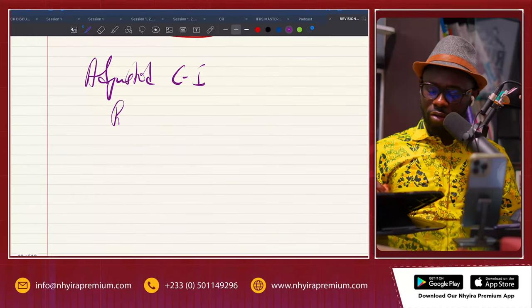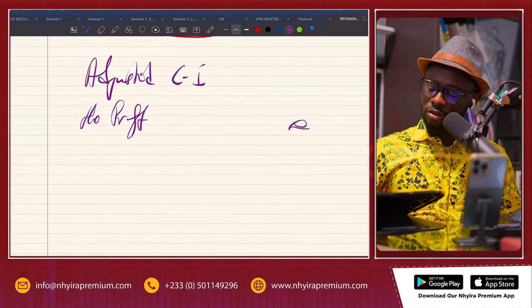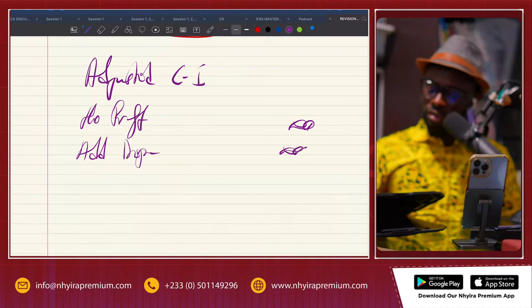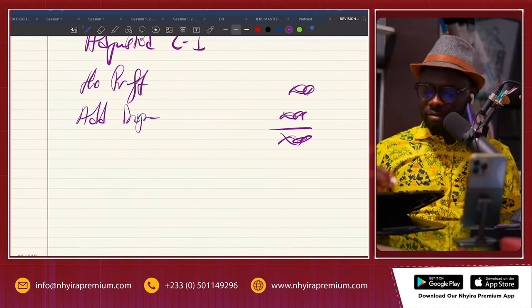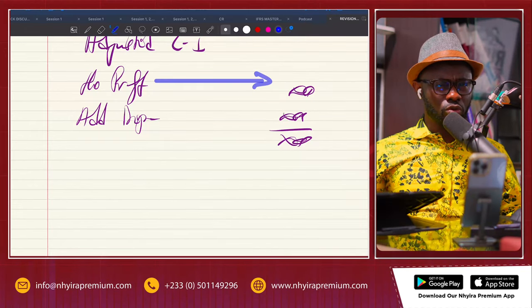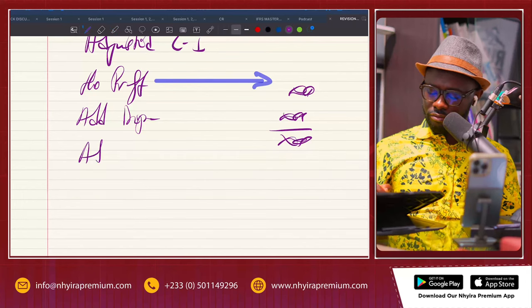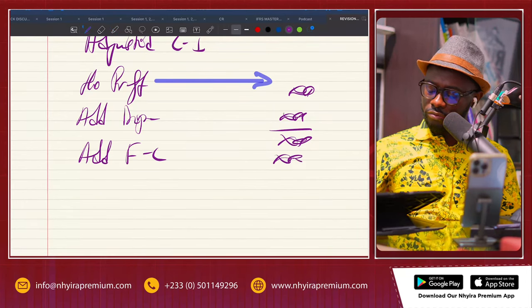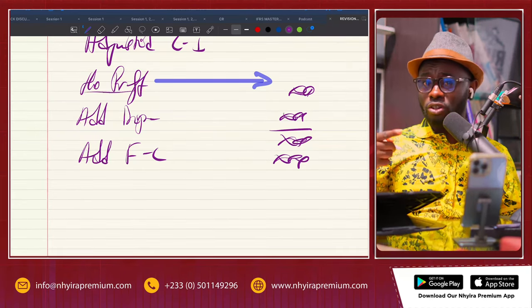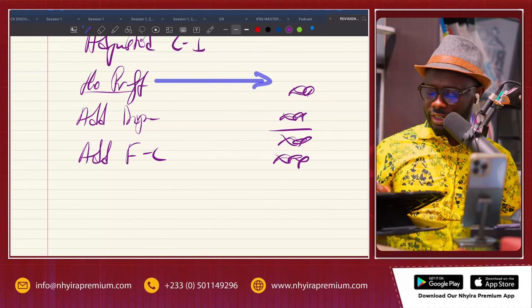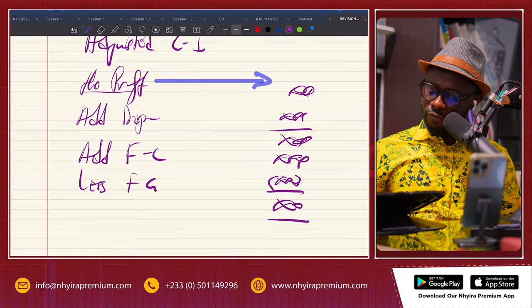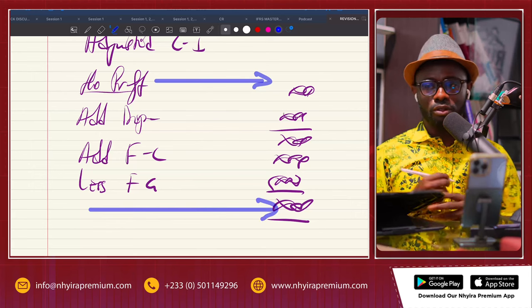How do you do that? You bring your profit or loss, whatever is in the question. Then if there's any depreciation and other non-allowable deduction, you bring them in. Then the financial cost was subtracted in arriving at the net profit or loss, so add it back. Then financial gain was added in arriving at the net profit or loss, so we less it. This figure is the adjusted chargeable income.